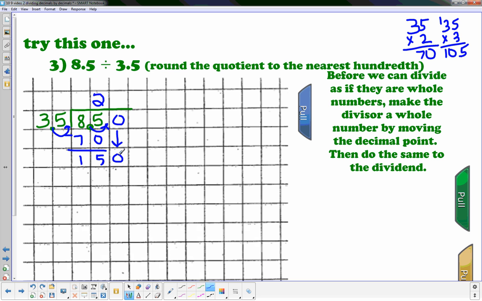Now I have 150. So what should I multiply 35 by? Maybe times 5? 15, 16, 17. Oh, that's too much. So maybe I'll try times 4. Make sure you're writing all of this down. You should be working this out with me.